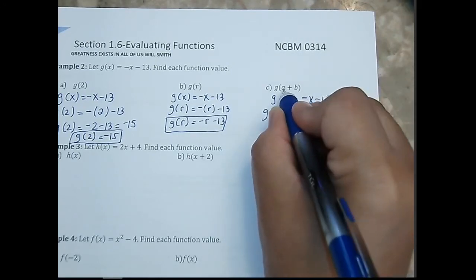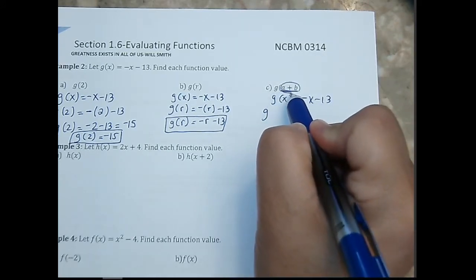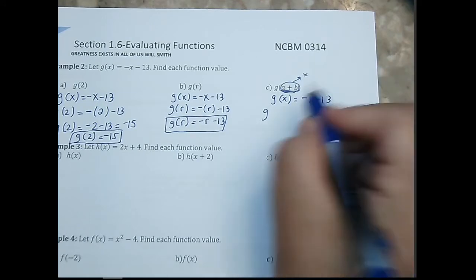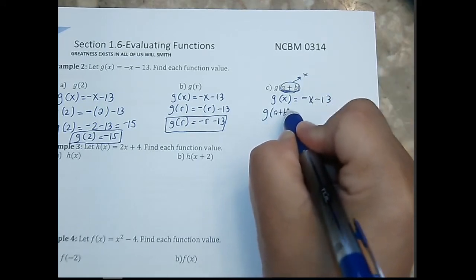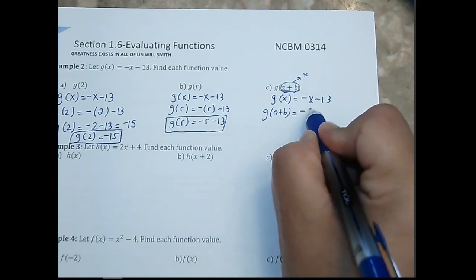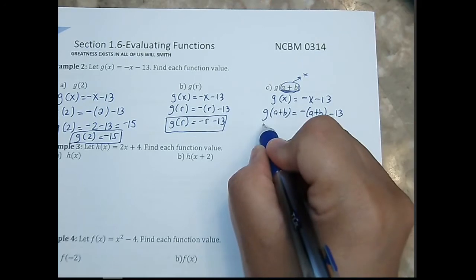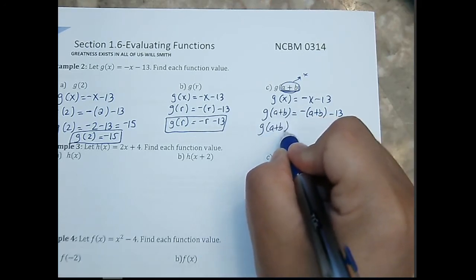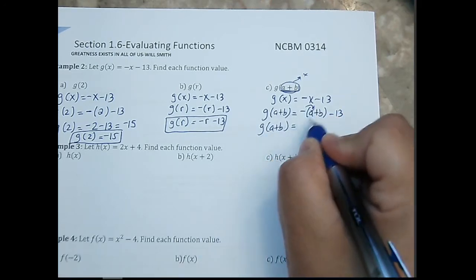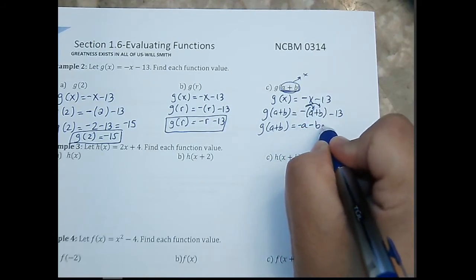We're trying to evaluate a plus b. So notice here that the entire thing is going to replace our x. So anywhere you see an x, we're going to replace it with a plus b. Okay, so if we simplify, we get negative times a is negative a. Negative times b is negative b minus 13.